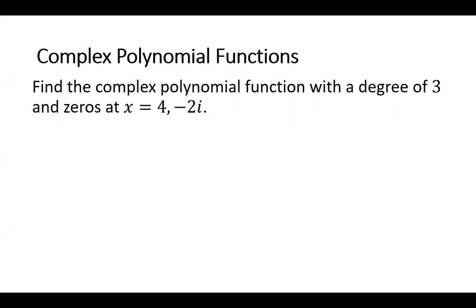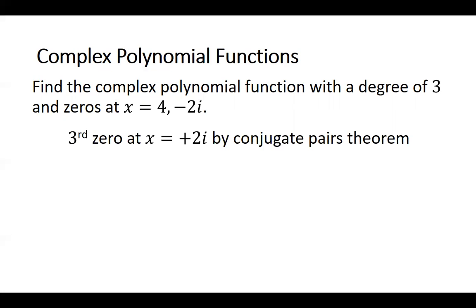So therefore, the complex conjugate of it, remember that's basically 0x minus 2i. So the complex conjugate of that would be 0x plus 2i. So therefore, our third zero is going to be x equal to positive 2i because of the conjugate pairs theorem. Therefore, we have factors of x minus 4, x plus 2i, and now x minus 2i.